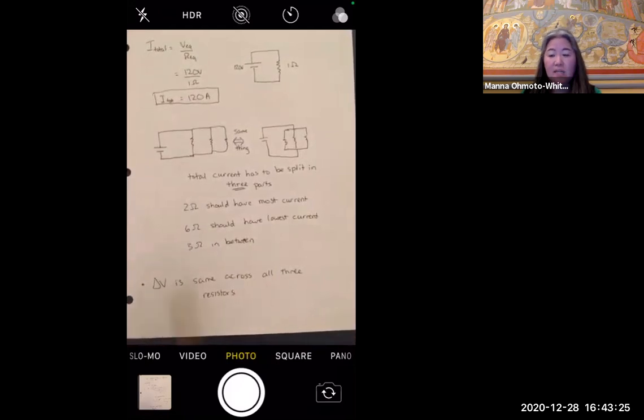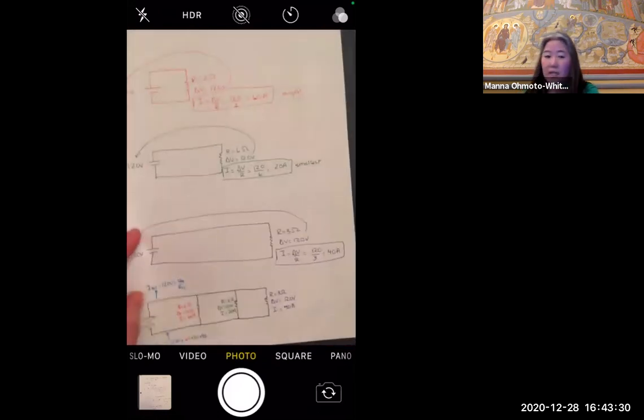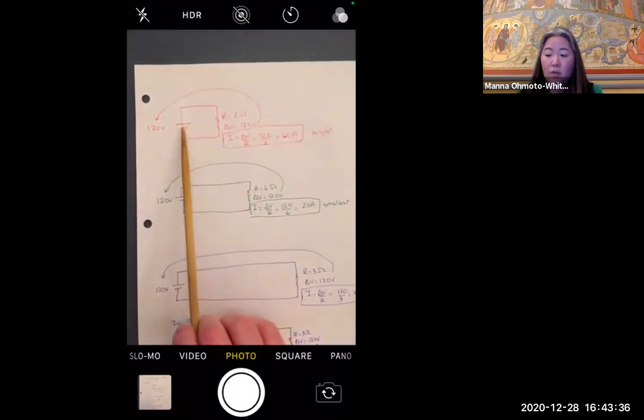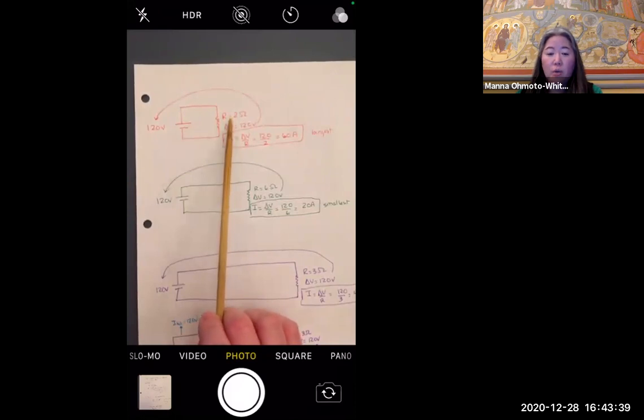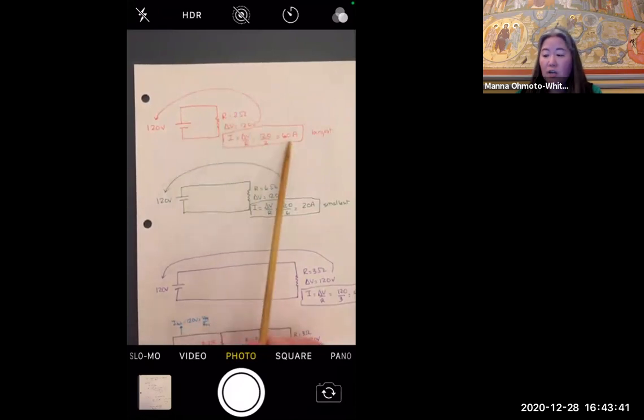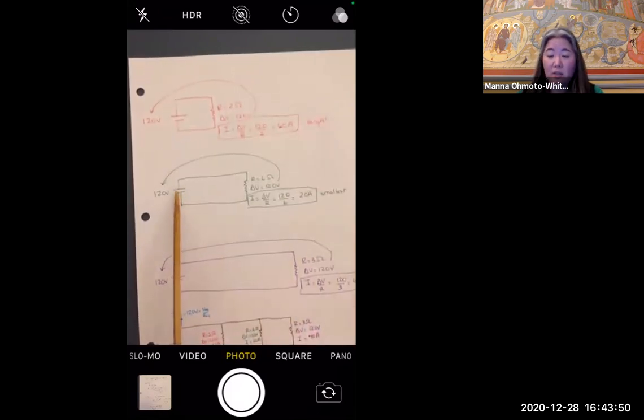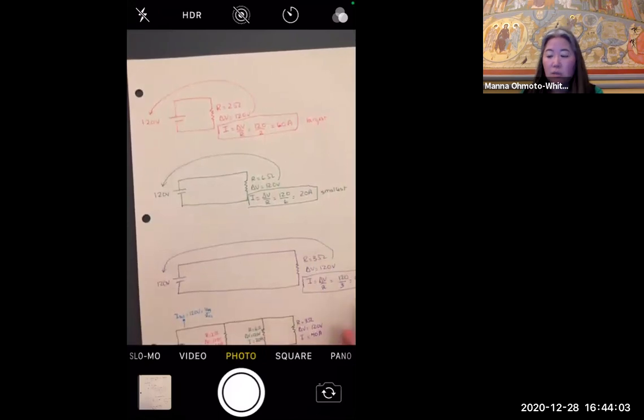And my delta V has to be the same across each of the 3 resistors. So again, I'm going to look at it one at a time. First one is my red one. So I look at it as a 120 volt circuit going through a 2 ohm resistor, which should generate a current of 60 amps, right? Because 120 divided by 2 is going to be equal to 60. Then I take my green circuit, it's 120 volts, and it's going to be pushing through a 6 ohm resistor. That should be able to generate a current of 20 amps. 120 divided by 6 is equal to 20. Voltage divided by resistance is equal to current.